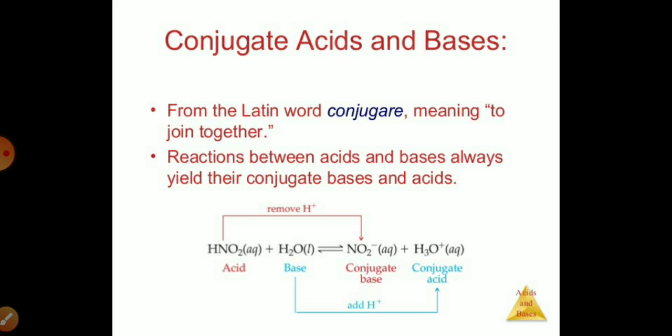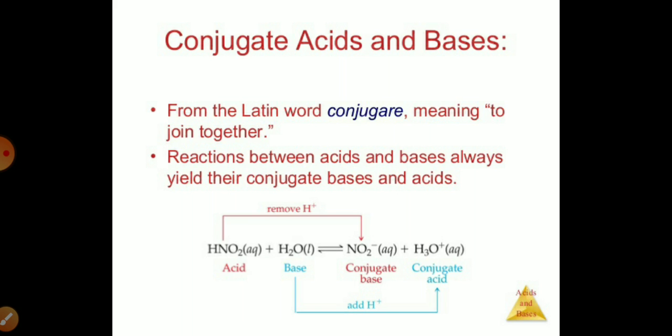In an oxidation reduction process, basically it is a simultaneous process. So this kind of reaction between an acid and a base always yields their conjugate bases. In this reaction you can see that HNO3 in aqueous, which is an acid, plus H2O as a liquid, which is a base, produces NO2 negative aqueous plus H3O plus aqueous.